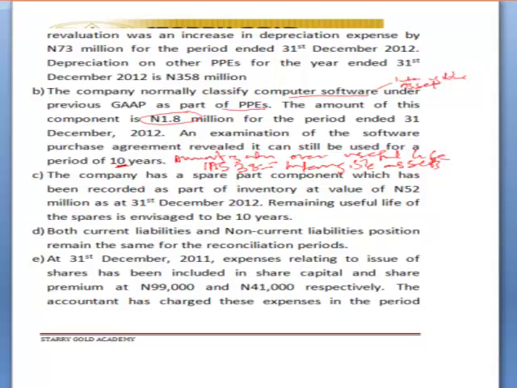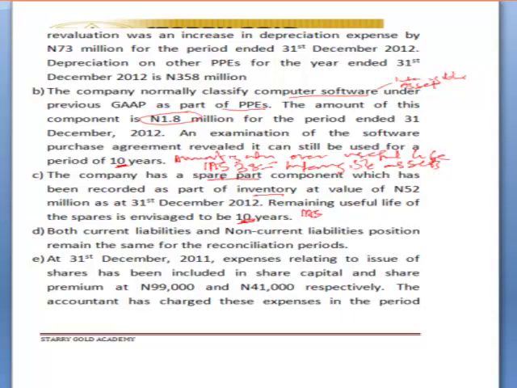Now for the C part, it says the company has a spare parts component which has been recorded as part of inventory at a value of 52 million naira as at 31st December 2012. The remaining useful life of the spares is envisaged to be 10 years. Now if you look at this, the spare parts component has been recorded as part of inventory, and the useful life of that spare part is showing 10 years. Now there are two positions you need to talk about here.